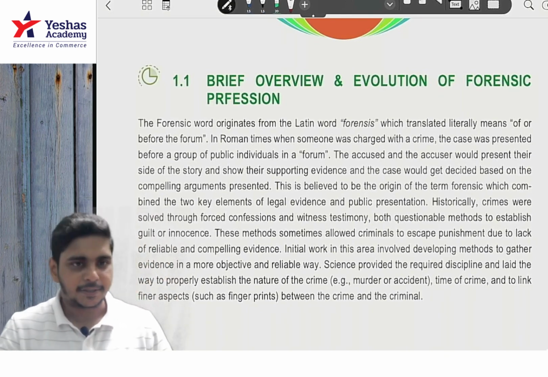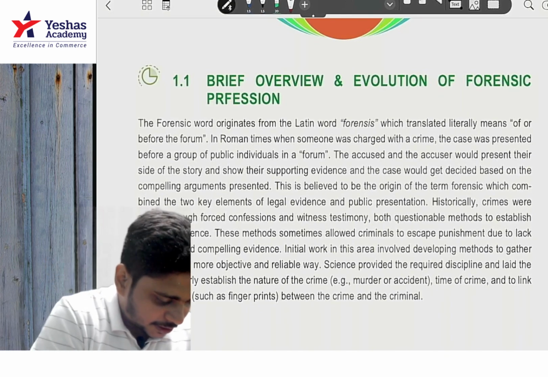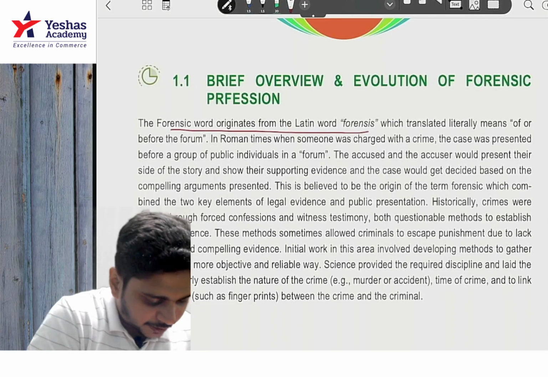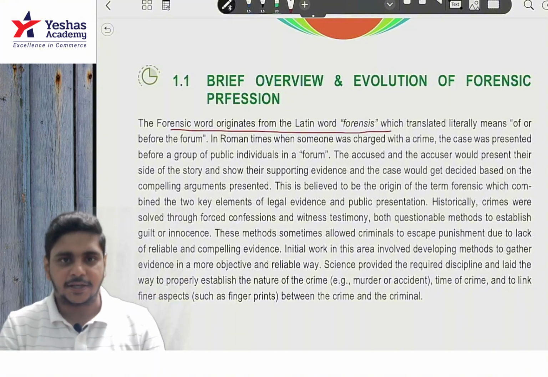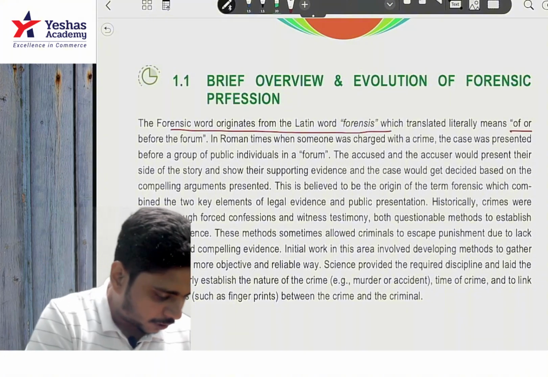Let's start. The term forensics originates from the Latin word forensis. Please underline this, which translated literally means of or before the forum.